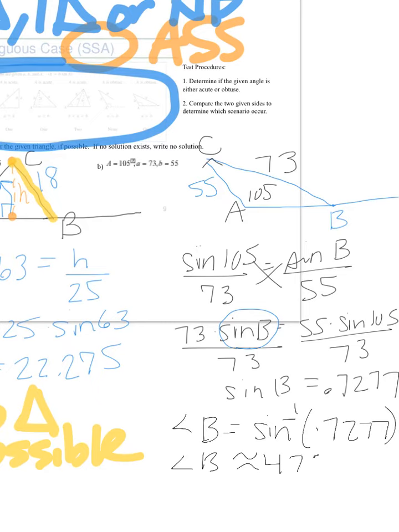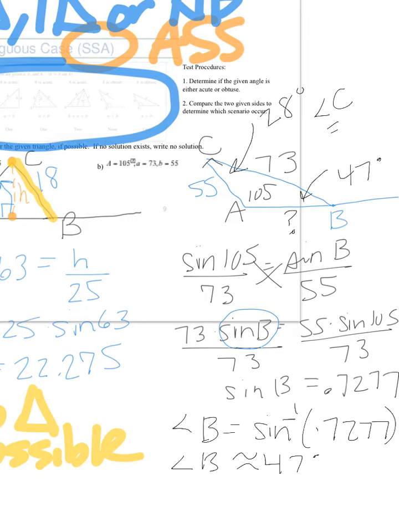So there we go. We were able to solve that, and we got the 47 right here, which means we can get that top angle up top using the angle sum theorem. That's 28 degrees. And then we can get side C, which is right here, by using the law of sines, or if you like the law of cosines, you could do that, but I think the law of sines is easier.